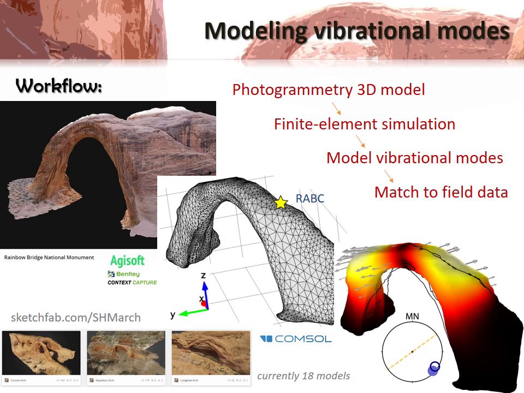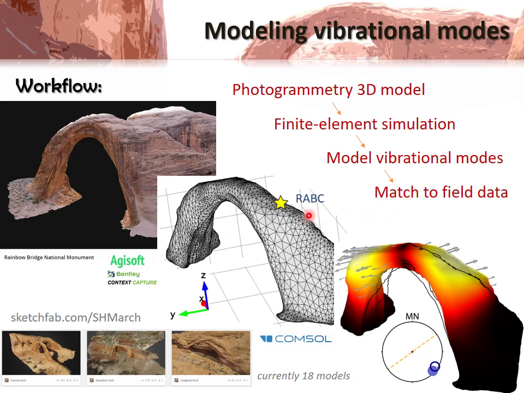And here you're actually seeing the second mode of vibration of Rainbow Bridge. And you can see that it has a nodal point right here in the center of the bridge. We get this picture of this modal displacement. And so what we're able to compare then to our data are the frequency of the second mode. And so we should be matching frequencies, but we should also be matching polarization vectors.